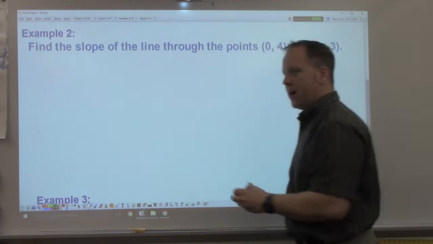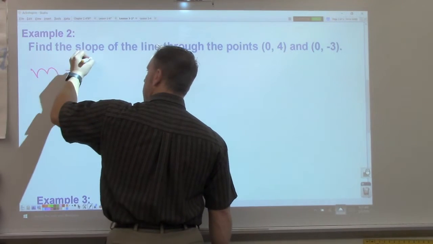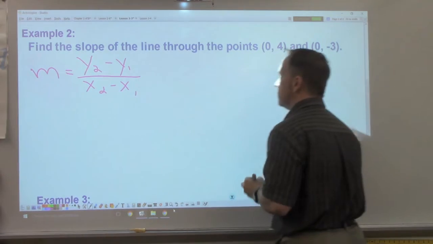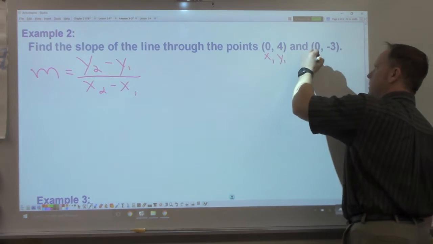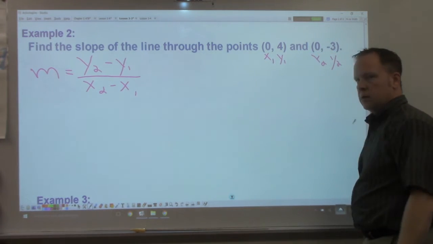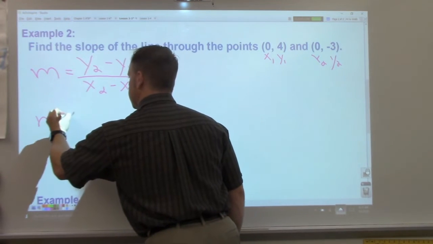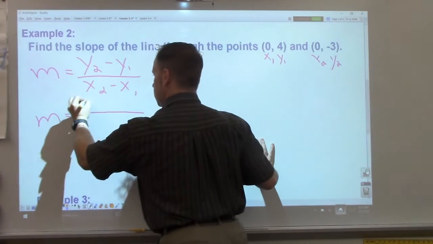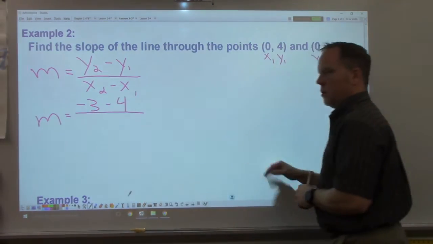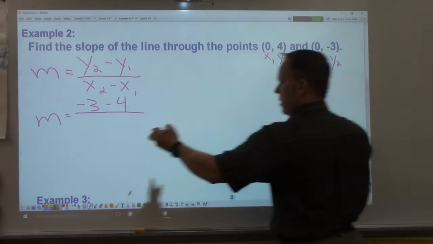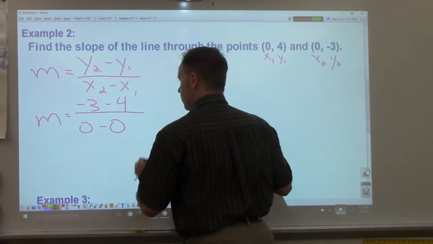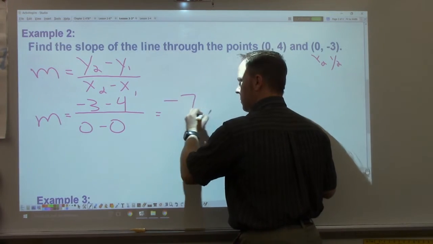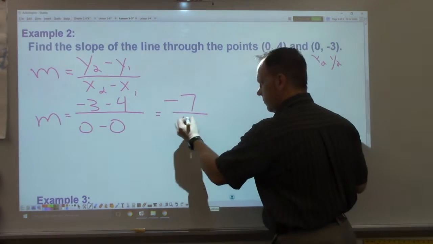Example 2. Calculate slope again. y2 minus y1 over x2 minus x1. x1, y1, x2, y2. Plug them in. y2 minus y1, -3 minus 4, over 0 minus 0. Sounds kind of tricky.